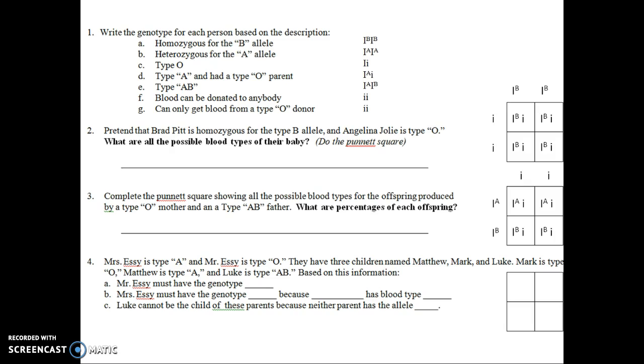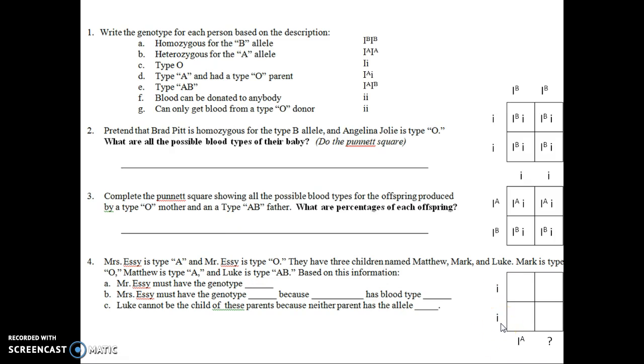All right, so if Mrs. Essie is type A and Mr. Essie is type O, their genotypes should be here. Mrs. Essie is type A, but we don't know if she's homozygous for type A blood or heterozygous for type A blood. So she's going to get the capital I A allele, and then we're just going to leave her second one blank for right now. Mr. Essie is type O, so he can only be little i, little i.